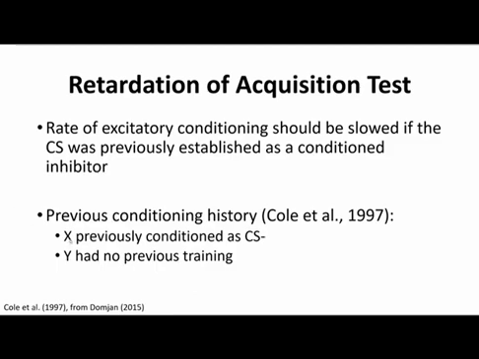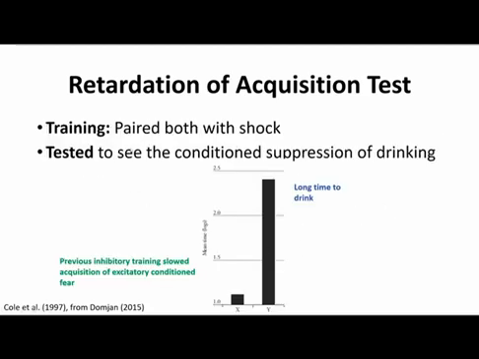So we're going to look at X, which had been previously conditioned as a CS minus, a conditioned inhibitor, and Y, which had no previous training at all. So it's the exact same setup as before, but we're just looking at X and Y now. For our training, both X and Y would be paired with a shock. Then for testing, they would see how long it took for them to drink for 5 seconds. So the same exact test as before.